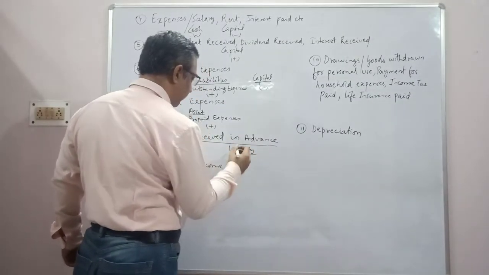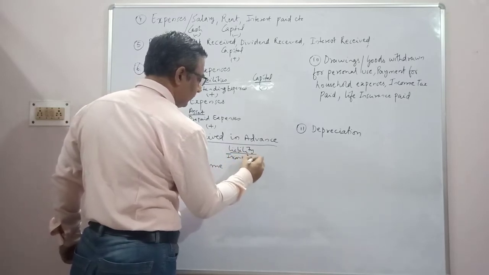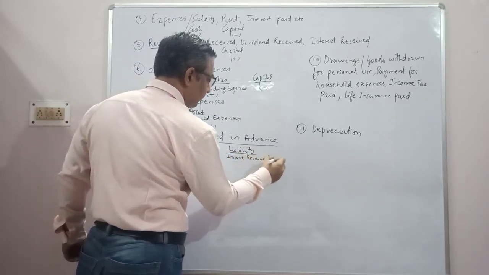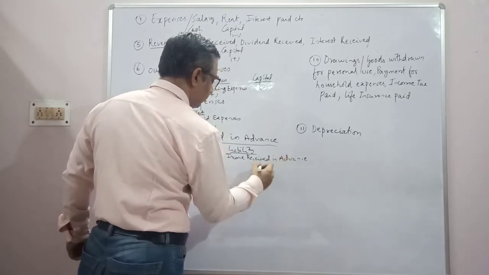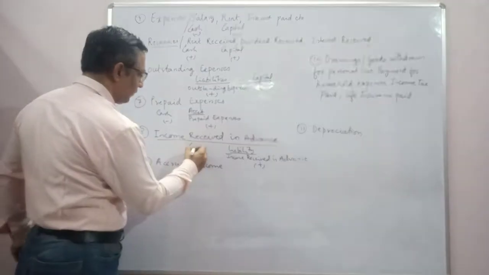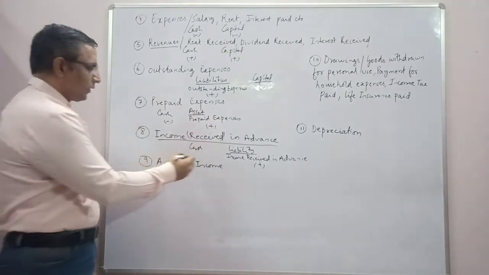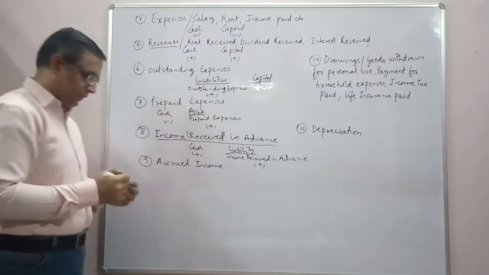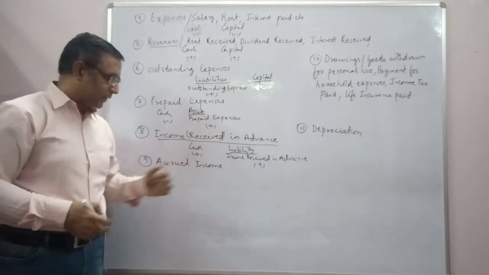We will write in liability, income received in advance. It is going to increase, as well as it affects cash also, because you are receiving the cash, which is going to increase. So the liability side is also increased, asset side is also increased.